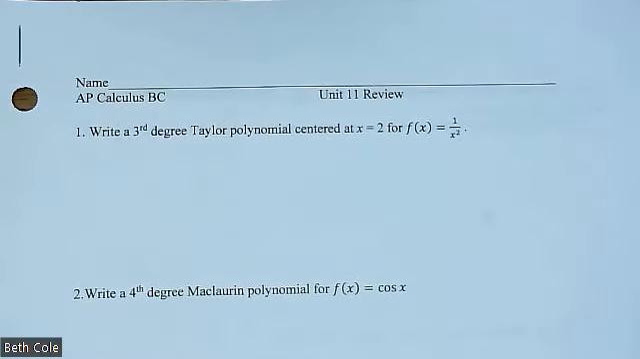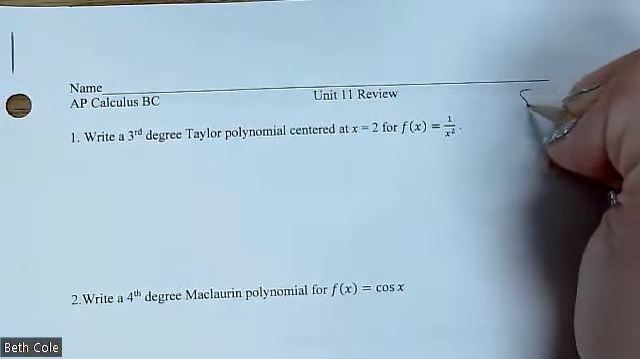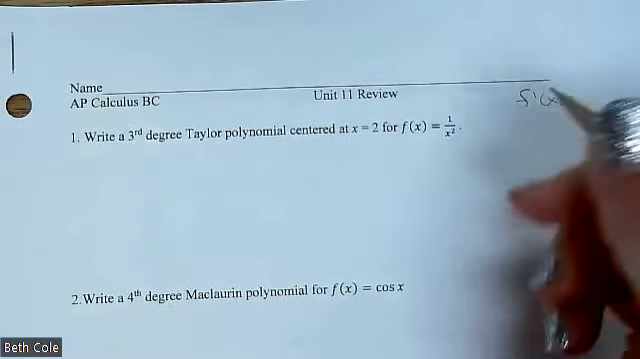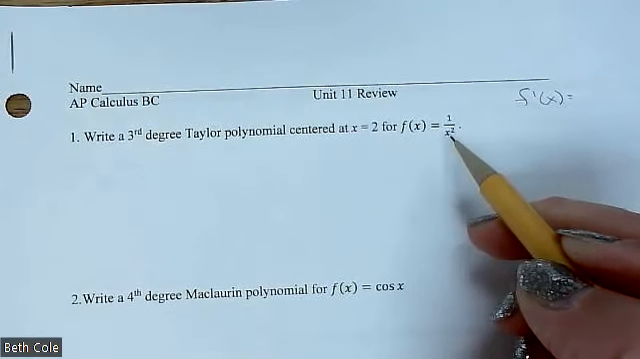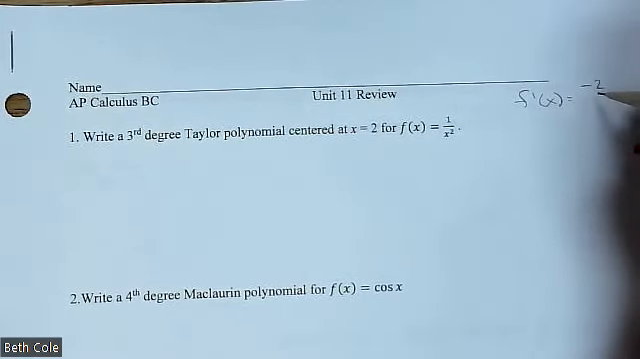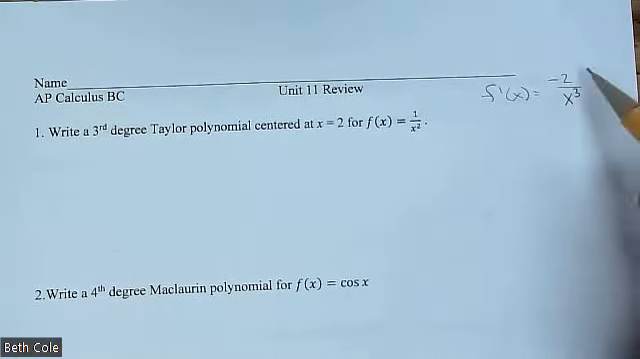All right, so write a third degree Taylor polynomial. That means we're going to need to go all the way to the third derivative. So I'm just going to write all the derivatives off to the side here. You want to think of this as x to the -2. So you bring the -2 down, and then it'll drop to a -3. So it will look like that.